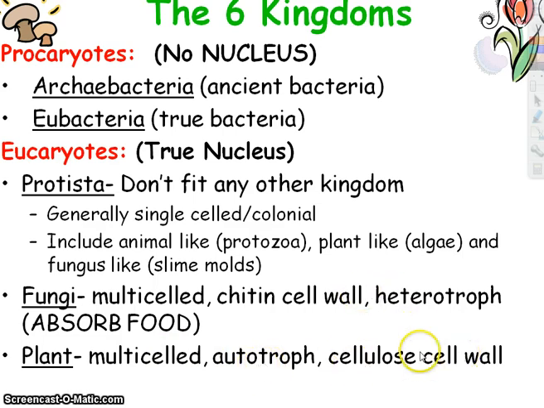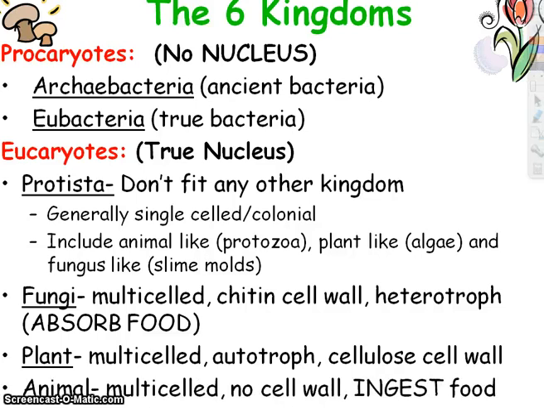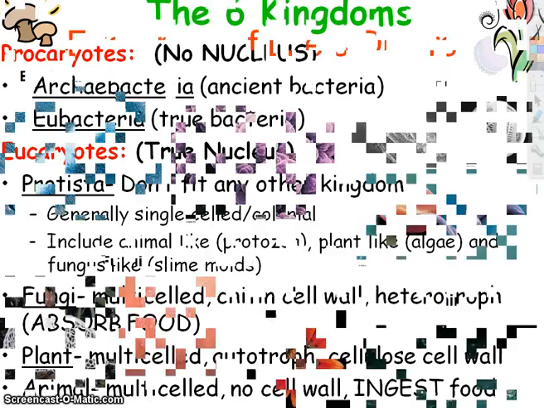So fungi and plants both have cell walls. In fact, lots of protists do as well, and most bacteria do. So when we say plants are the only ones with cell walls, that's actually not right. Actually, it's more correct to say that animals are the only kingdom that none of them have cell walls, because all the other kingdoms have at least some of their organisms with cell walls. And so animals, multicellular, no cell wall, and we ingest our food. We either filter feed, in some cases, like a parasite, maybe they absorb it, but for the most part, we ingest our food, we eat.